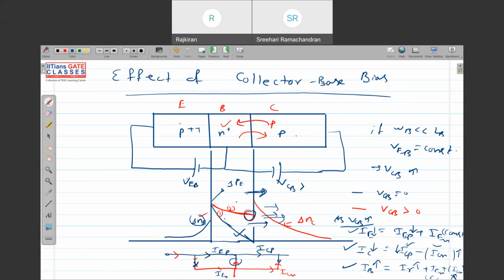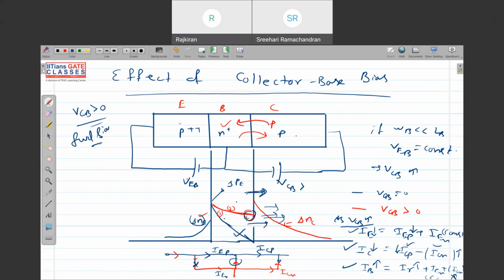So the collector base forward bias is destroying the transistor action. This will happen when I forward bias the collector, that is, when VCB is greater than 0.